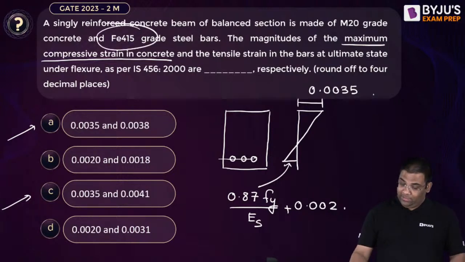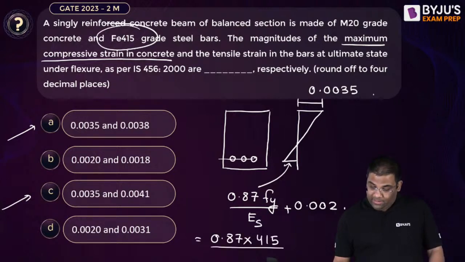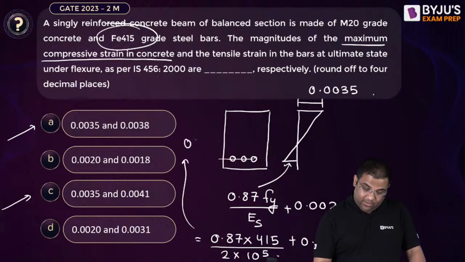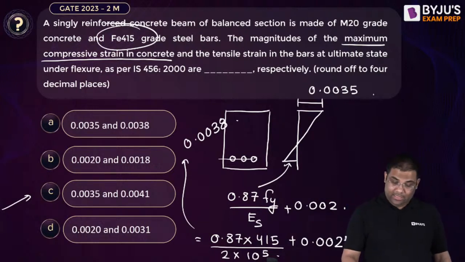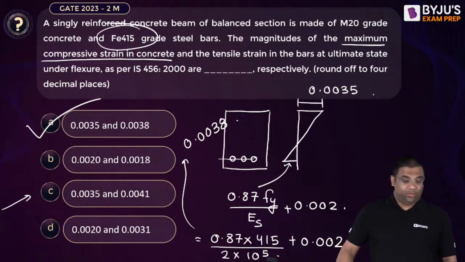Yes? So if you put this value, 0.87, Fy is 415, divided by Es. E value is 2 into 10 power 5 for steel. Now plus 0.002, you will get a value of 0.0038. Yes? The answer is A. Understood? Are you getting 0.0038?